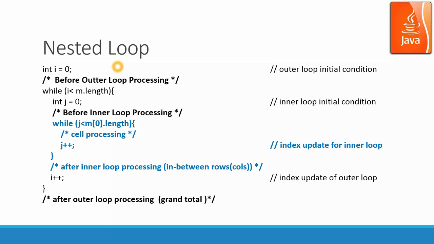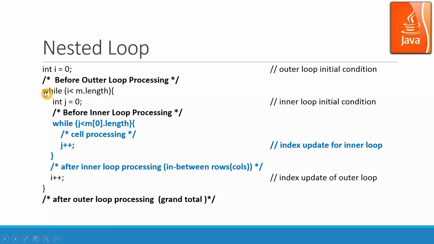First, let's look at the nested loop. A 2D array is often processed by a nested loop because we need 2 indexes to handle the row index and the column index. So the outer loop has the I index. The inner loop has the J index. Each time we update one outer loop index I, we finish one iteration for all of the columns of the inner loop. And before the loop, we will have the outer loop processing before part.